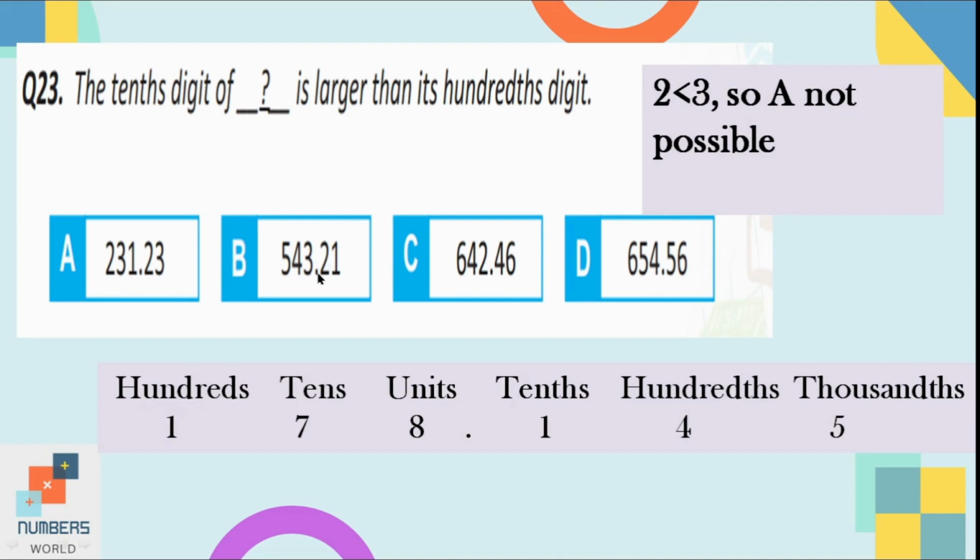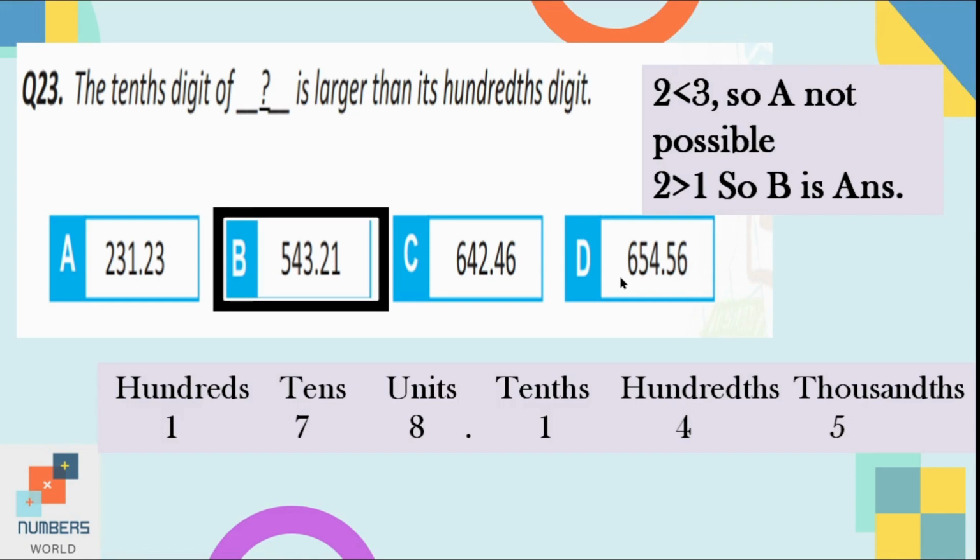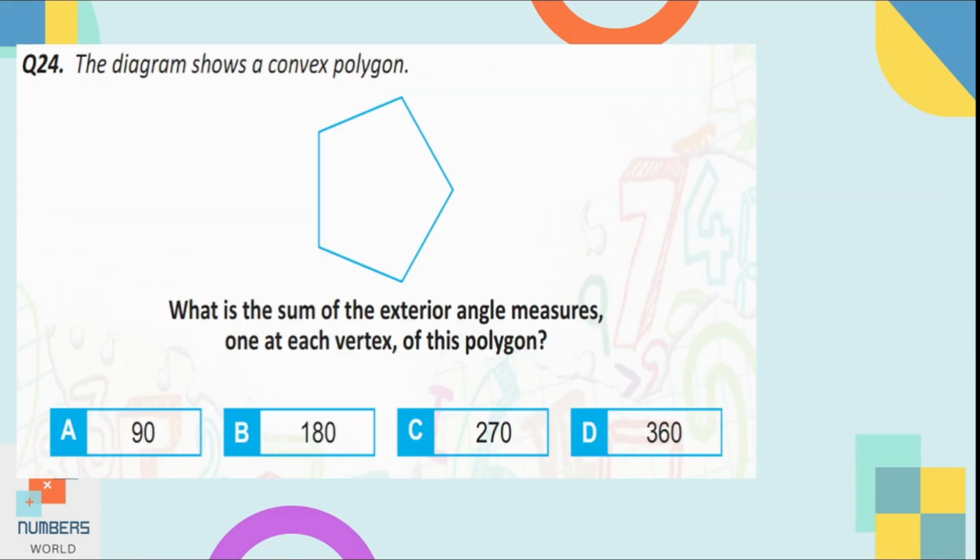In option B, the number written at the tenths place is 2 and the number written at the hundredths place is 1. So 2 is greater than 1, so option B is our correct option here. Options C and D are also incorrect because the numbers written at the tenths places are smaller than the numbers written at the hundredths places of these two options. So option B is the only correct option here.